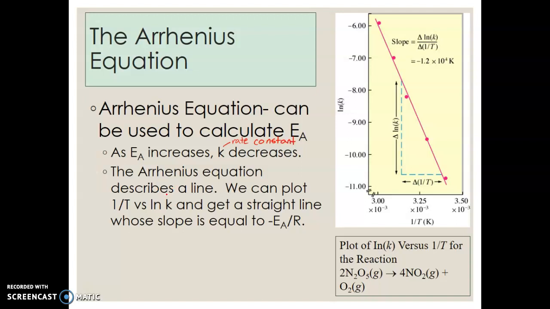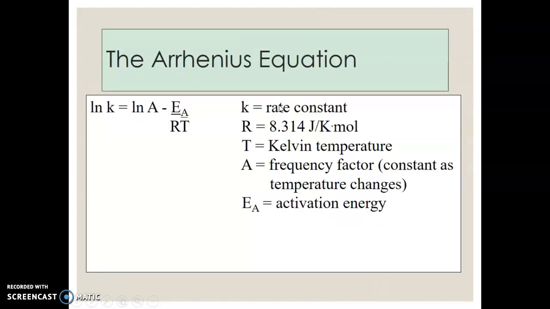The Arrhenius equation describes a line. We can plot 1 over the temperature versus the natural log of K and get a straight line whose slope is negative activation energy divided by R, which is a constant. And here it shows you the straight line, and the slope is the negative activation energy divided by R.